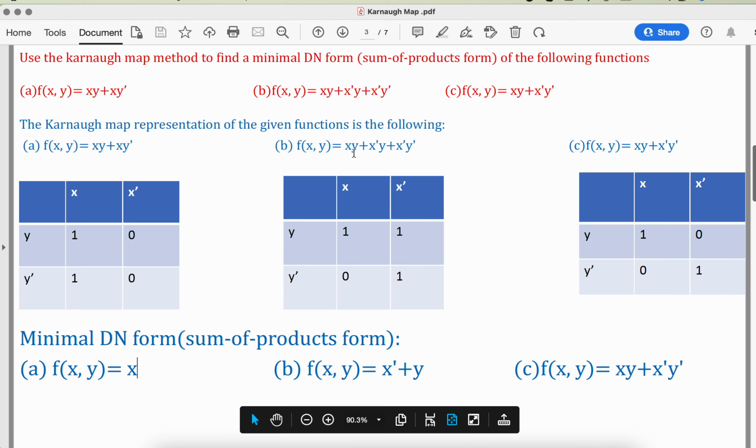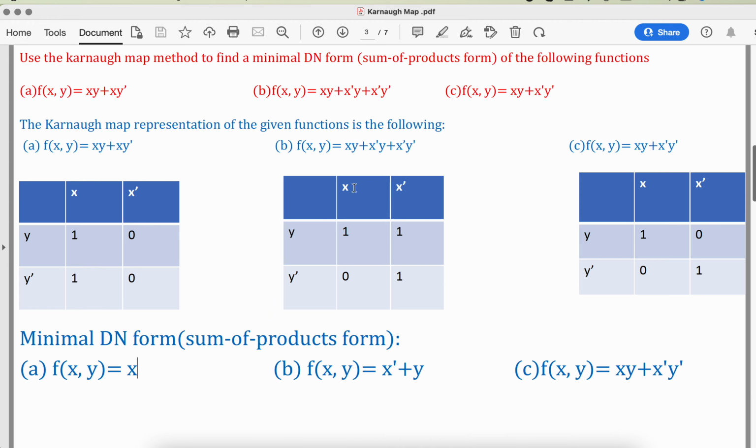One more example, we have xy plus x dash y plus x dash y dash. So for this, first term is x into y. We have xy here, so I have written 1. Then x into y dash. We don't have xy dash here, so I have written 0 here. Then x dash y. X dash y is 1 because we have x dash y here. Then x dash y dash. X dash y dash is 1.